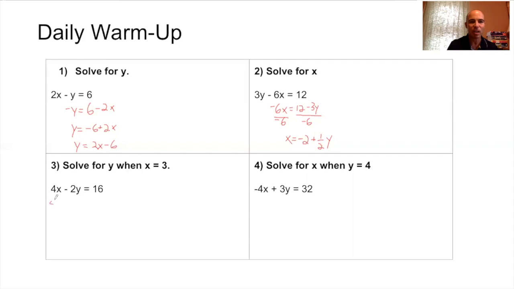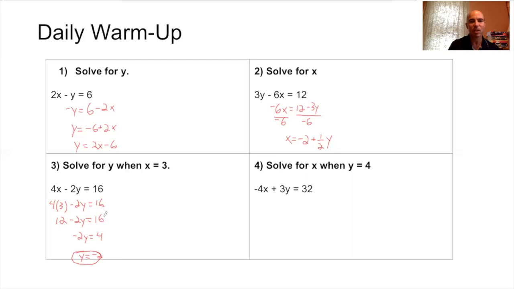For the second method, I'm just going to plug in a 3 where I see an x. Obviously 4 times 3 is 12, right? Now it's just a matter of getting y by itself, solving the equation like we've done every time. I'm going to subtract 12 from both sides. 16 minus 12 is 4. Divide by -2, and so y will equal -2.